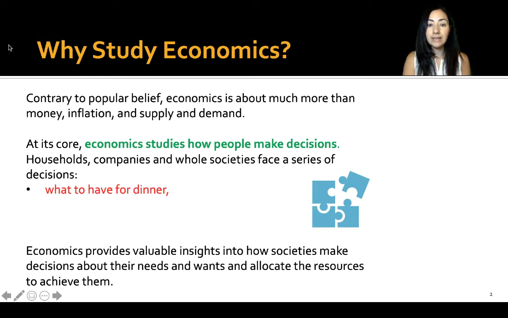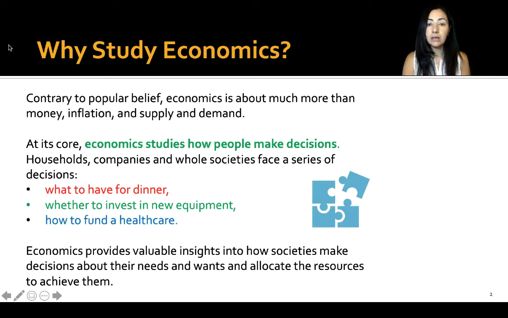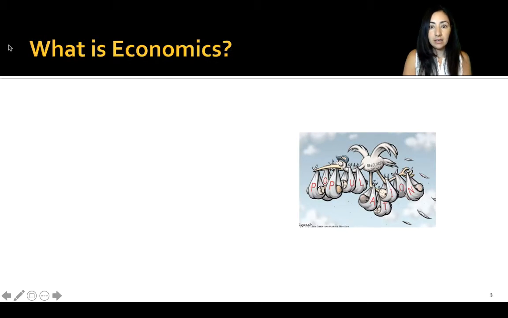For example, as an individual, you may need to decide what you're going to have for dinner tonight. Or, as a firm, you may try to decide whether or not to invest in new equipment. An economy, as a whole, may think about how they're going to be funding their healthcare system. Each of these decisions has long-term impact to individuals, to firms, to industries, both locally, nationally, and globally. So economics provides valuable insights into how societies make decisions about their needs and wants and allocate the resources to achieve them.